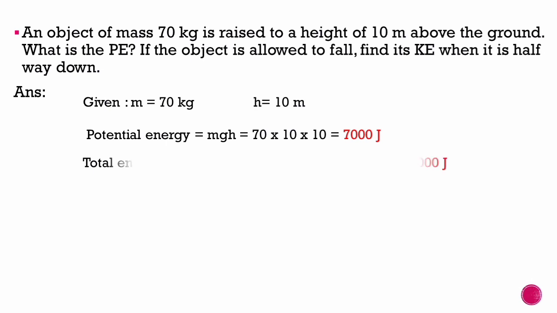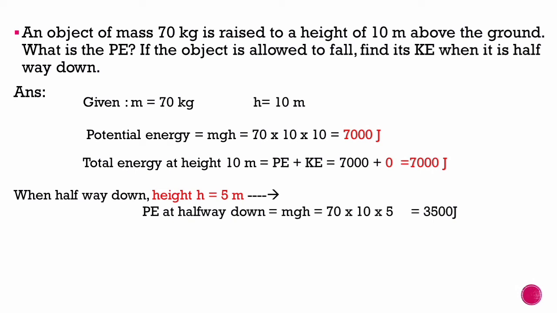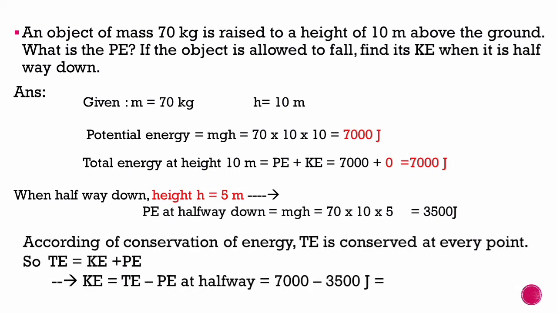That means at this height, the total energy is also 7000 joules, because at this height the object is at rest and the kinetic energy is 0. When the object is halfway down, the height is 5 meter. So the potential energy at that 5 meter will be 70 into 10 into 5, 3500 joules. Now according to the law of conservation of energy, we know that total energy is the same at every point. So you can find the kinetic energy by subtracting the potential energy from the total energy. So 7000 minus 3500 joules, which is 3500 joules.